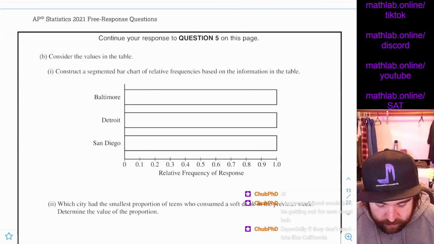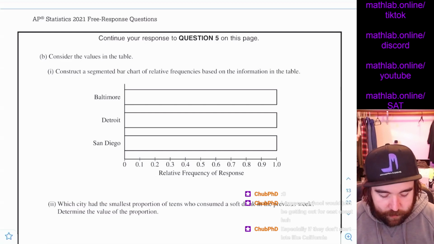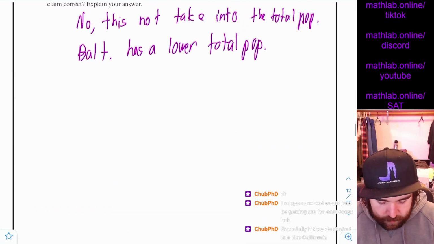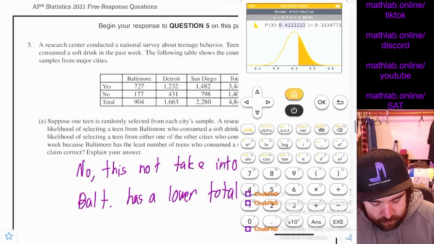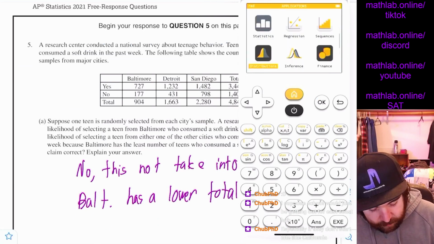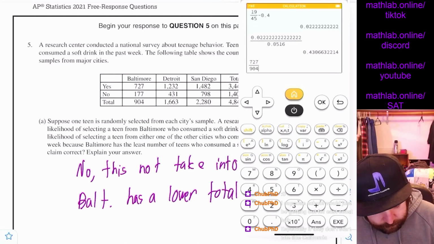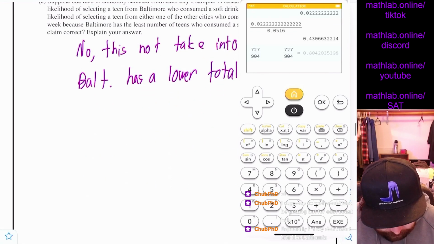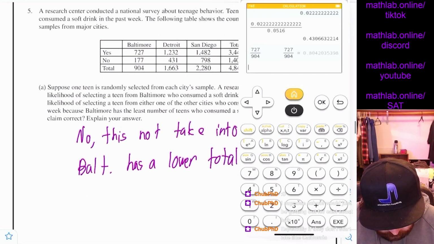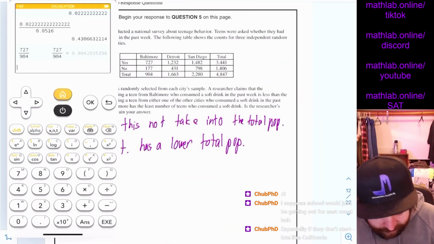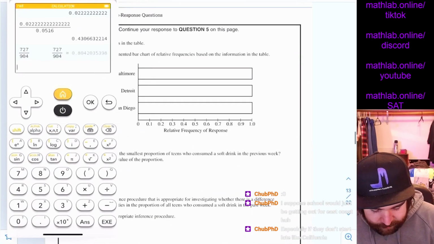B, consider the values in the table. Construct a segmented bar chart of relative frequencies based on the table. Okay, so for each city. Got it. So we just got to estimate these percentages. We just got to go back to calculation and say we're going to look at 727 out of 904. So in Baltimore, 80%. Oh, wow, wait. I was looking at it the wrong way. In Baltimore, so it might be true, but they're still wrong.